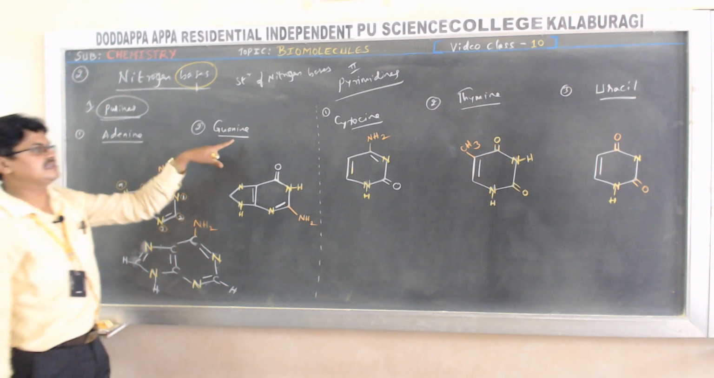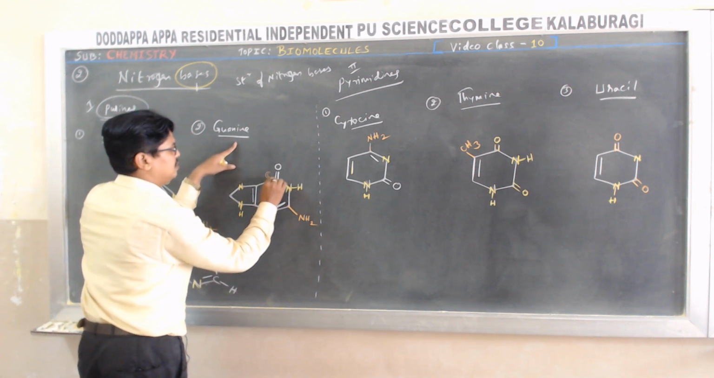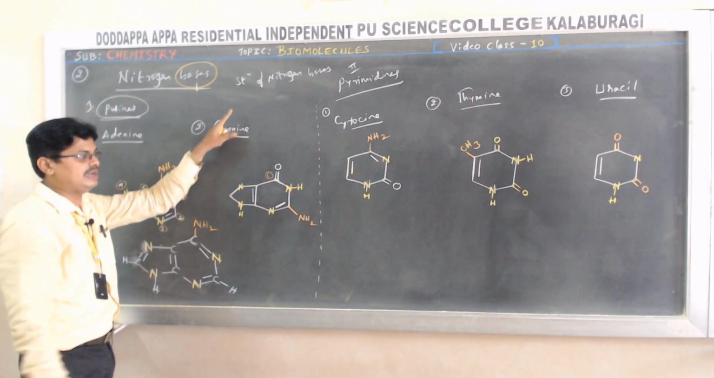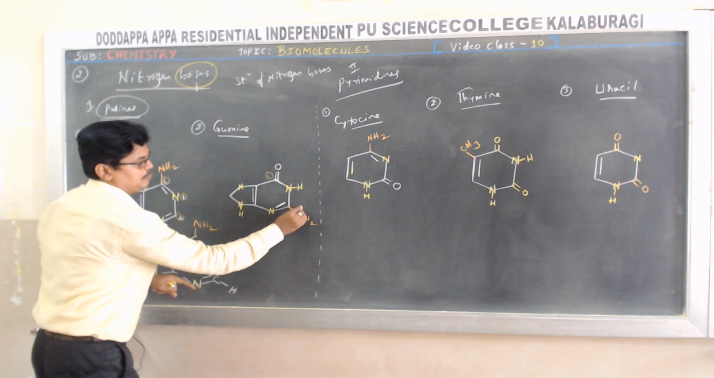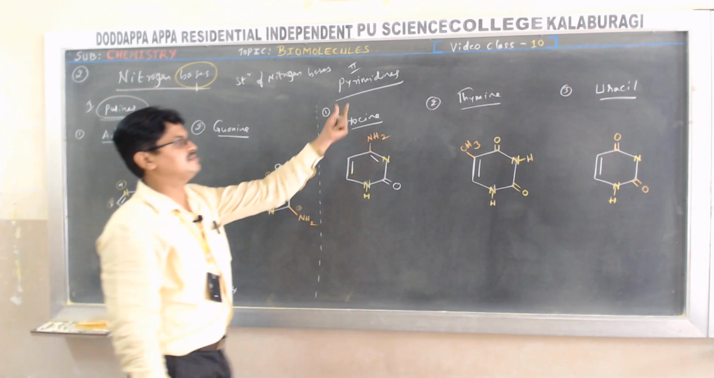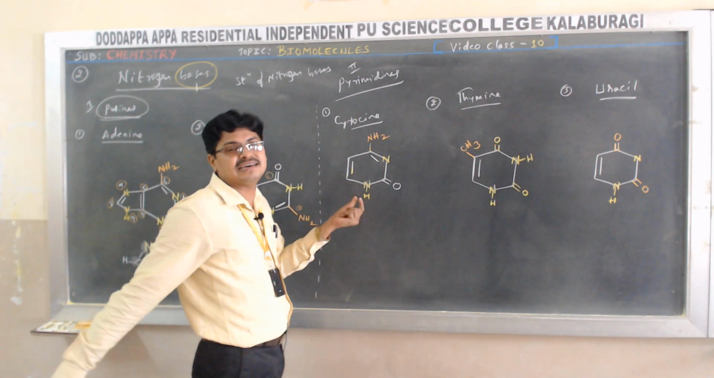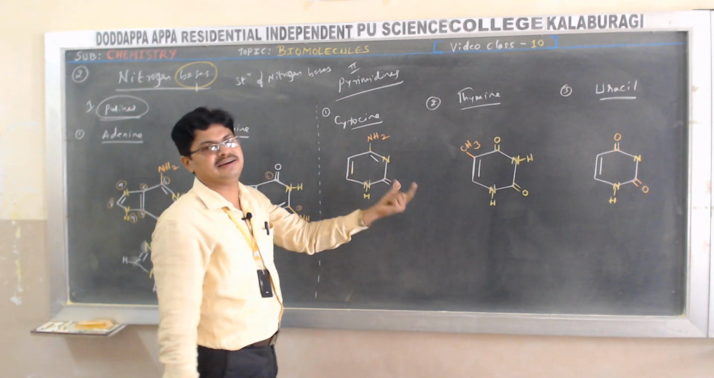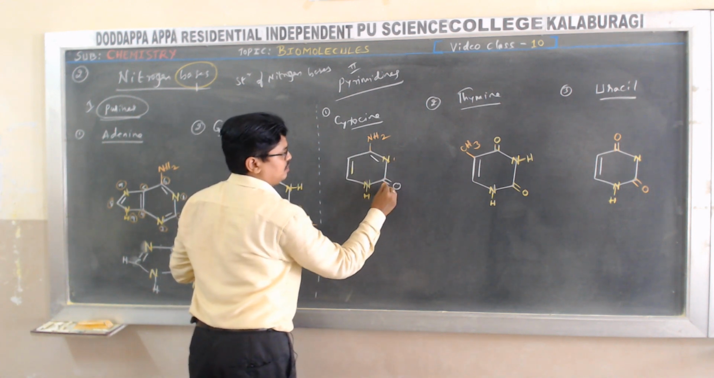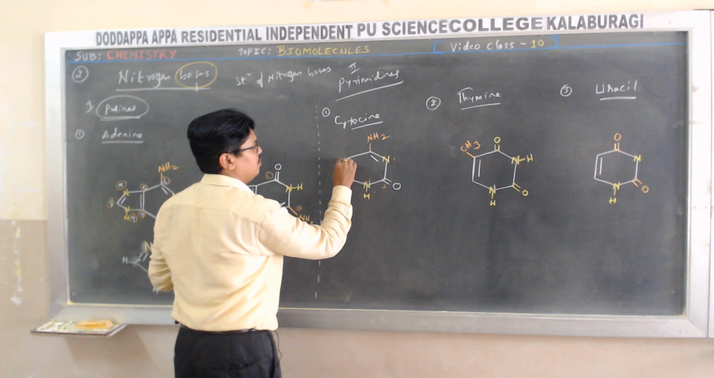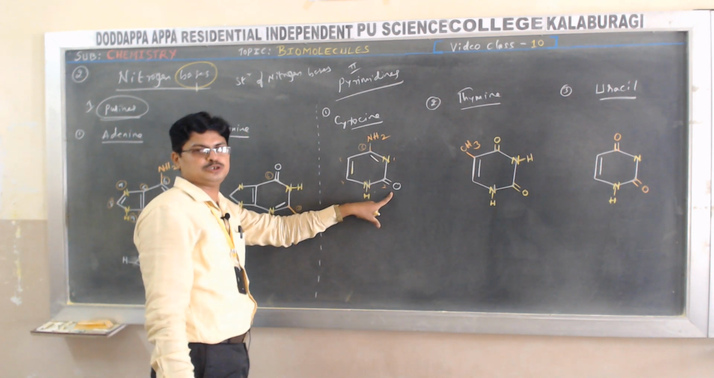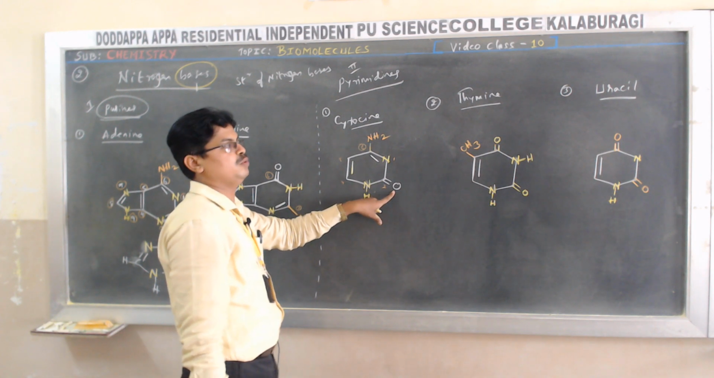Whereas in case of guanine, in 6th position, carbonyl group is there, C double bond O. Then in case of 2nd position, amine group is there. This is how you have to remember. Then in case of cytosine, they are single ringed heterocyclic compounds. So here it is 1, 2, 3, 4, 5 and 6. In 6th position amine group, in 2nd position carbonyl group, C double bond O.